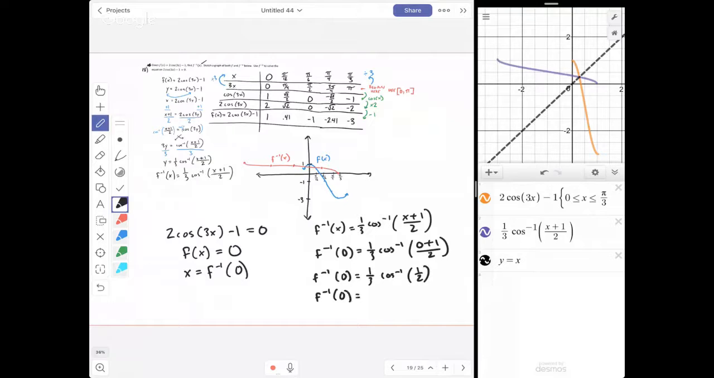So f inverse of 0 is equal to 1/3 times pi/3, because pi/3 has a cosine of 1/2. So f inverse of 0 is equal to pi/9. So x equals pi/9.